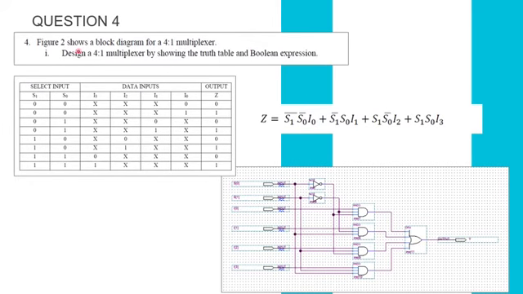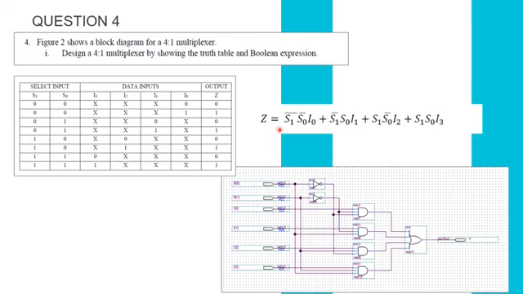Question 4. Figure 2 shows a block diagram for a 4 to 1 multiplexer. Design a 4-1 multiplexer by showing the truth table and Boolean expression. This is the truth table for the 4-1 multiplexer.